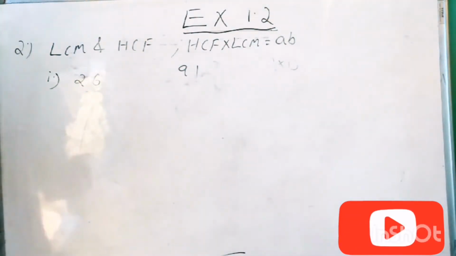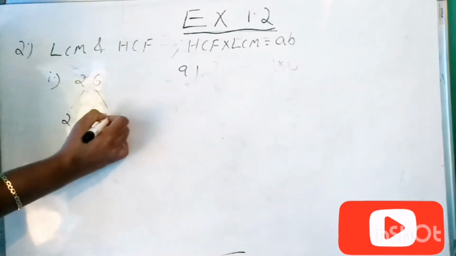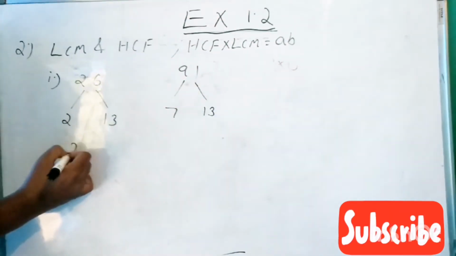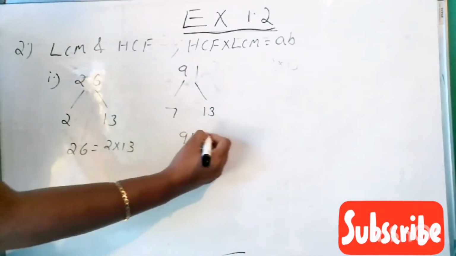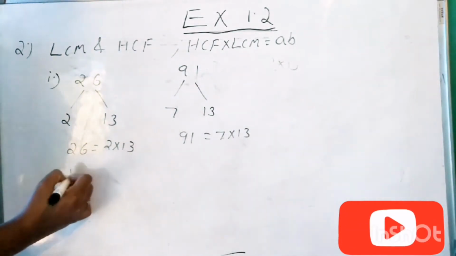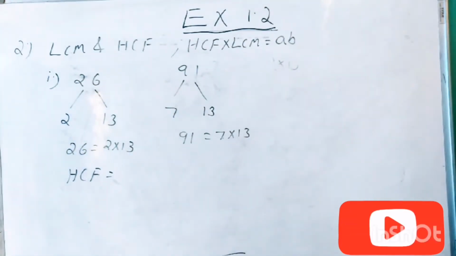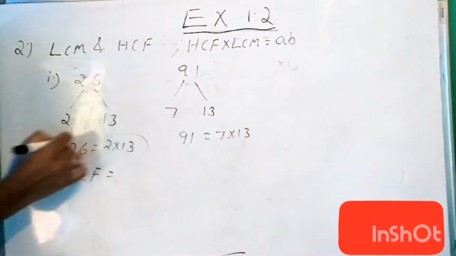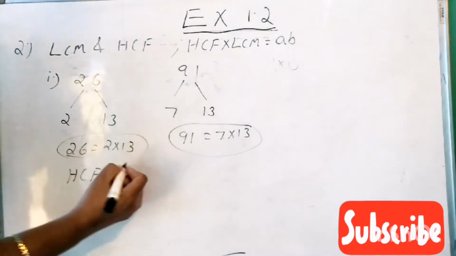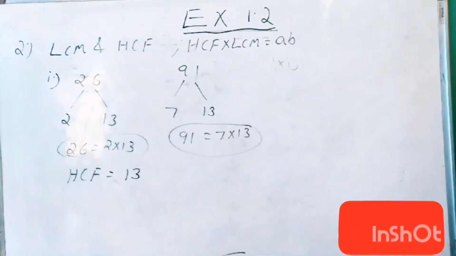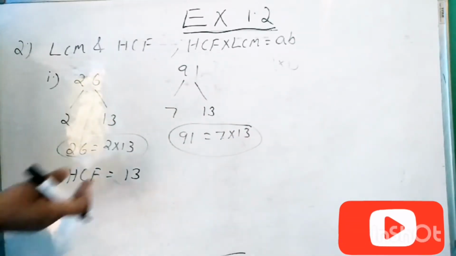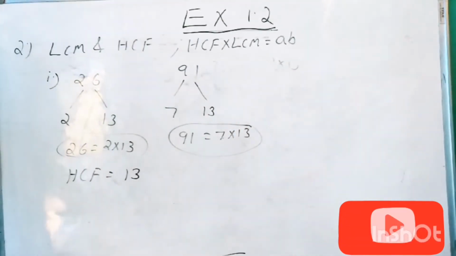The prime factorization of 26 is 2 into 13, and of 91 is 7 into 13. Now, first I am going to find the HCF. HCF means we need to list the common prime factors. The common prime factor in these two factorizations is 13. We write the smallest power of 13, and in both the power of 13 is 1, so the smallest power is also 1.